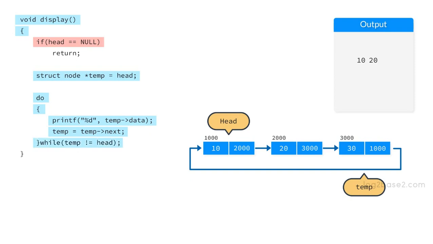Now check the condition. Temp is not equal to head, so the condition holds. So start the next iteration and print the data at address 3000, which is 30. Now move temp to the next node. Now temp equal to 1000. So check the condition again. Temp equal to 1000, which is equal to head. So the condition temp not equal to head fails. The control comes out of the loop, and we got each node's data printed on the screen.